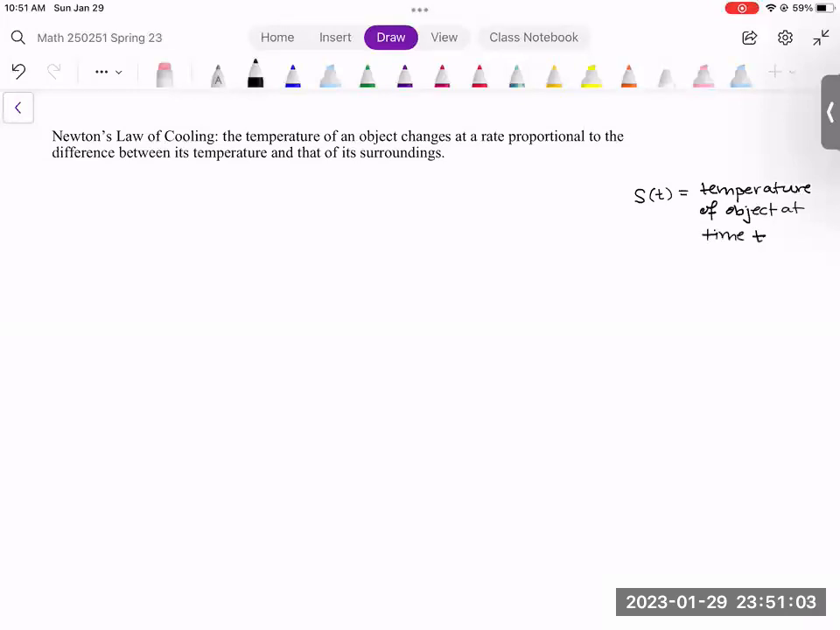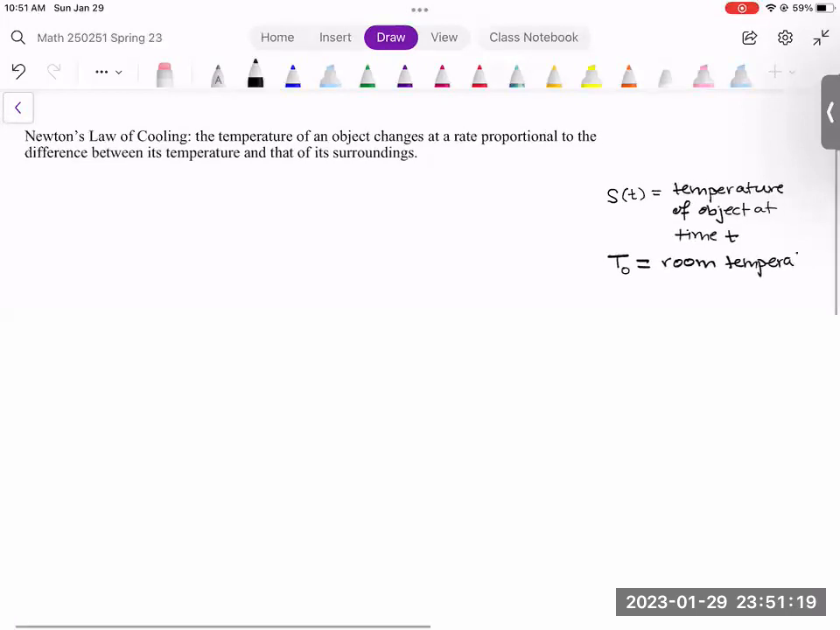We're going to call the room temperature, let's maybe call this T naught. This is going to be our room temperature, and we're going to assume that this is stable throughout.